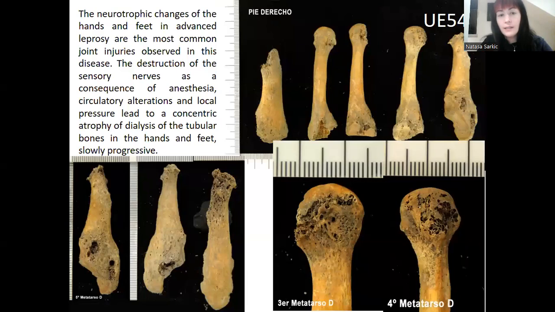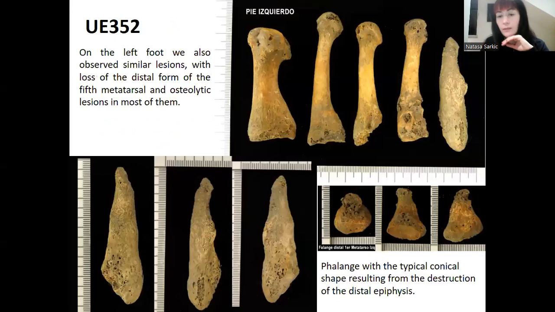And it's even worse in the feet because when a person loses nerve sensation in the feet, they can constantly hit objects. So it can provoke a lot of additional injuries or infections and so on. And what is very important and calling a lot of attention is this strange shape of the feet, and we can see the phalanges that have this typical conical shape, leading to complete destruction. And we can see the same thing here. This is not a normal toe, as you can guess. So definitely, we can say that the individual was suffering from leprosy.